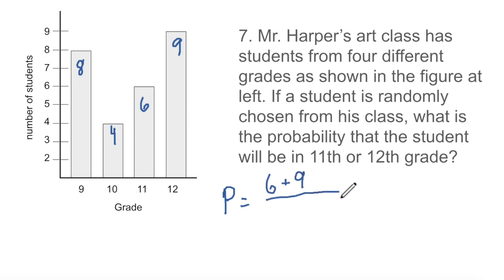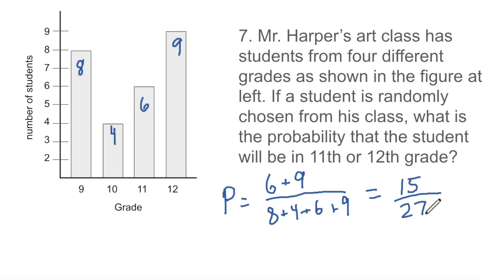And the number of total outcomes is, well, all of these added together, right? Because these are all students in the class. So 8 plus 4 plus 6 plus 9. And let's see, we get 15 on the top. How do we get on the bottom? 27.